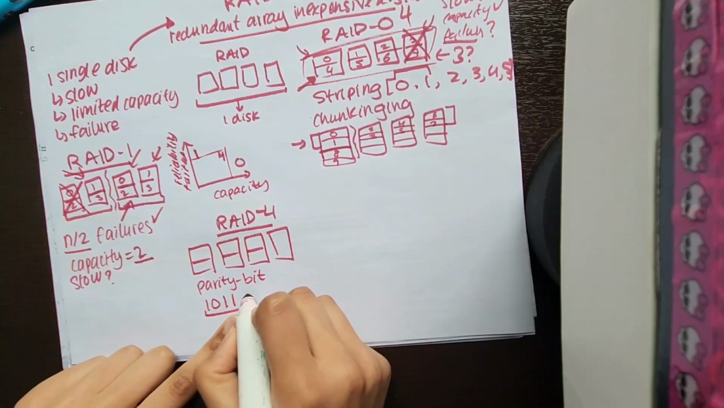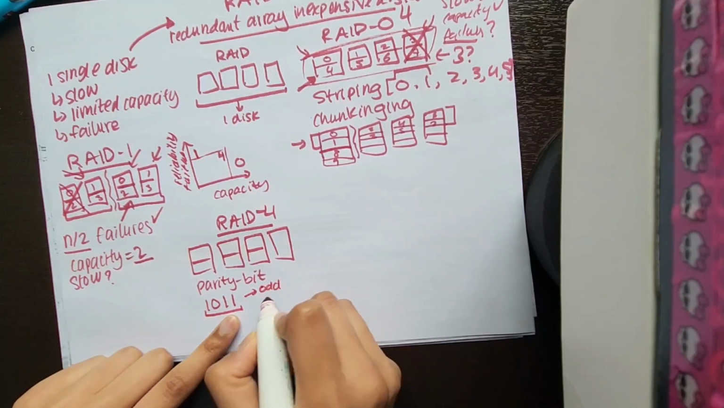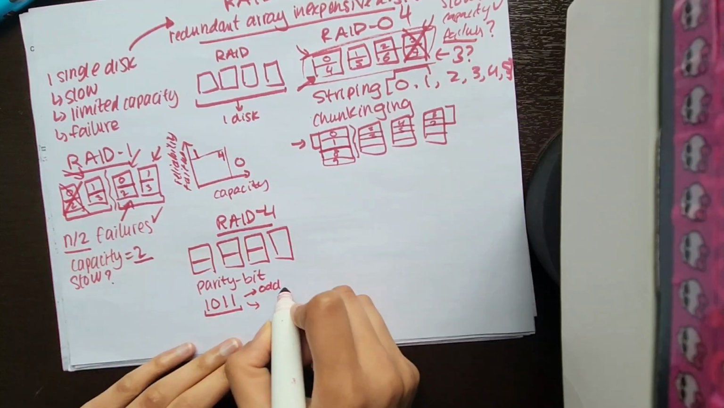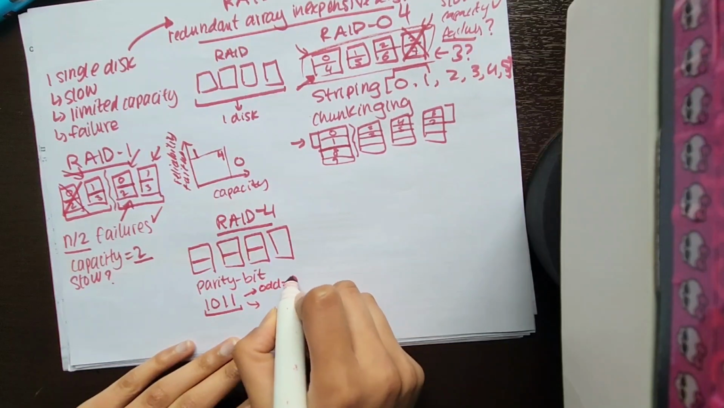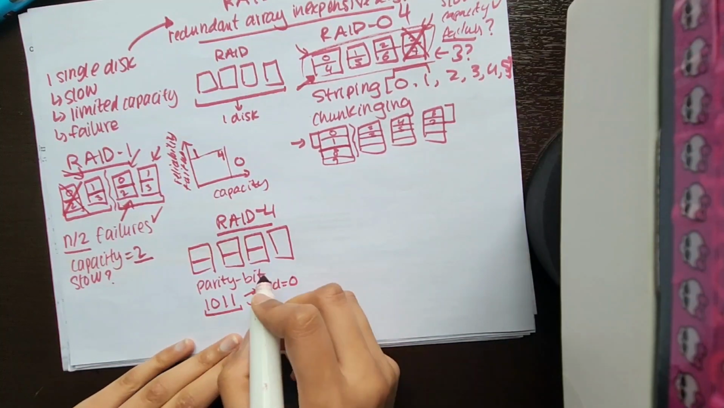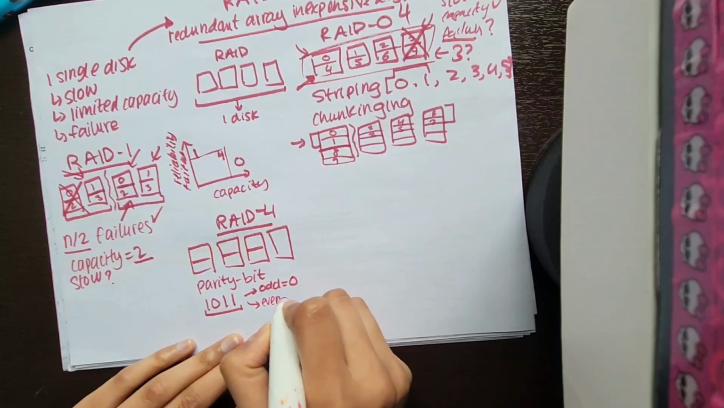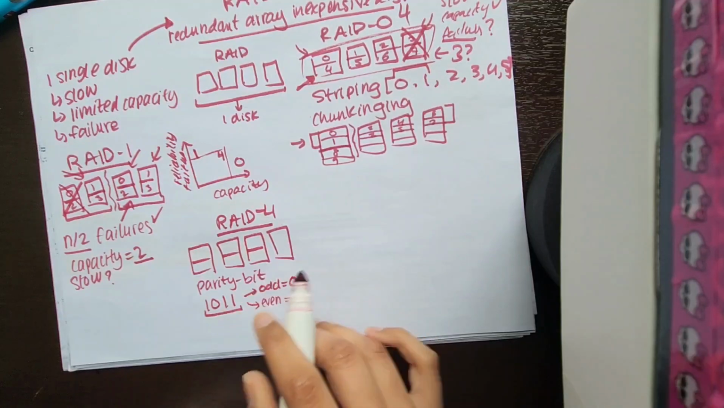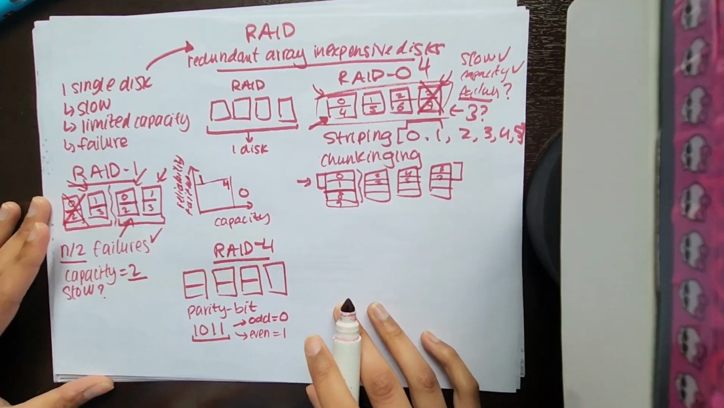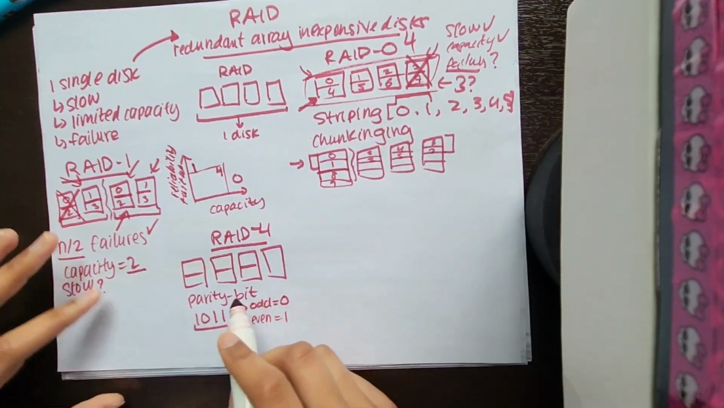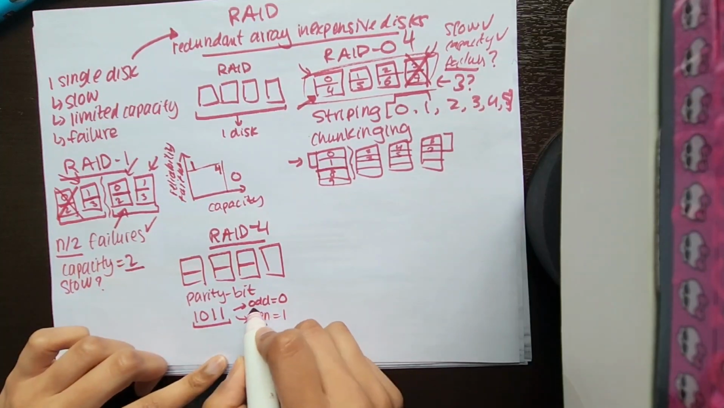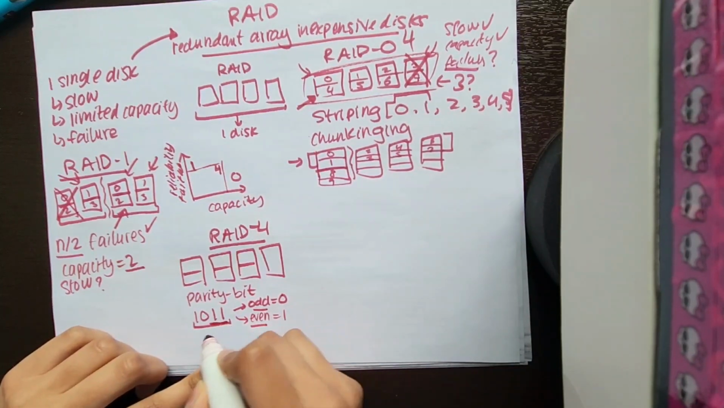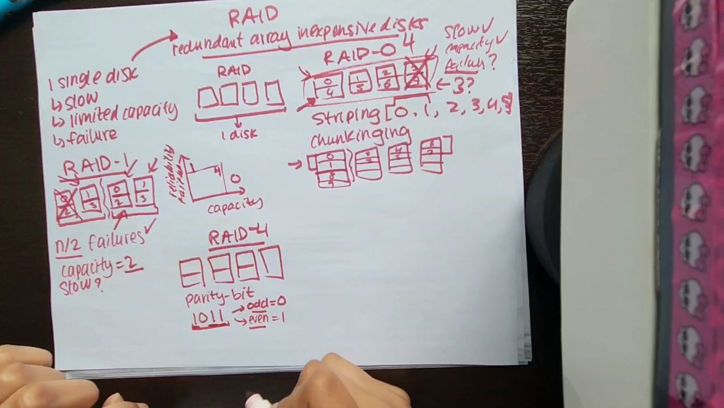If you have an odd number of ones, you're going to assign it a value of 0. If it's even, you can assign it a value of 1. You can do vice versa also. In terms of implementation, it does not matter much. But this is what parity means. It basically is counting the number of 1 bits, right?